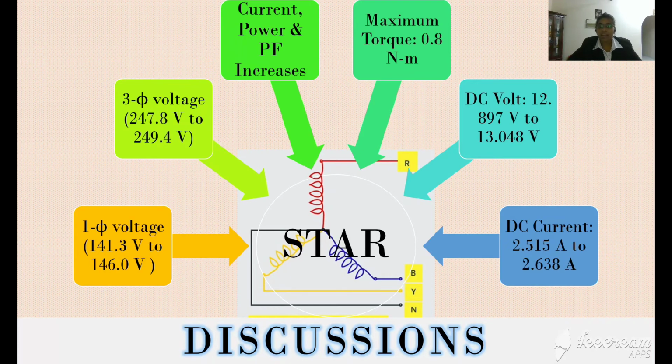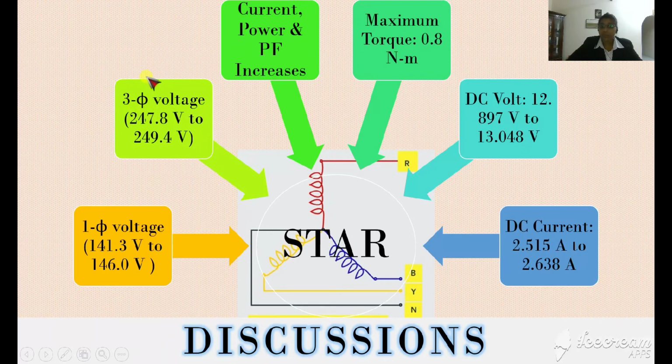Okay, now let's go to the star connection data analysis and discussions. The results are as shown earlier. From the results obtained, it can be analyzed that the single phase voltage will remain in the range of 141.3 volt to 146.0 volt, as shown here for all the load values, while the three phase voltage values were recorded in the range of 247.8 volt to 249.4 volt.